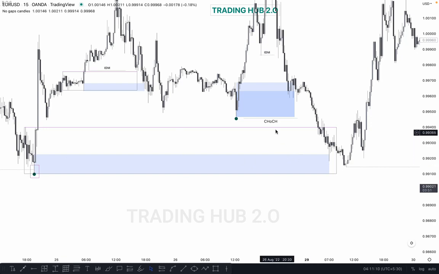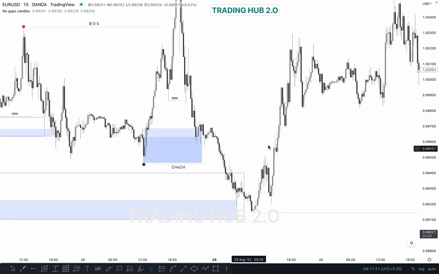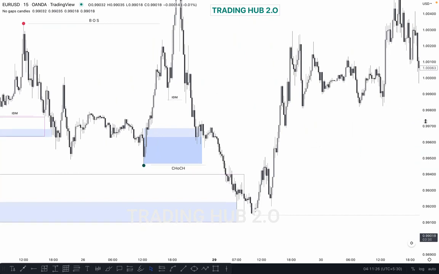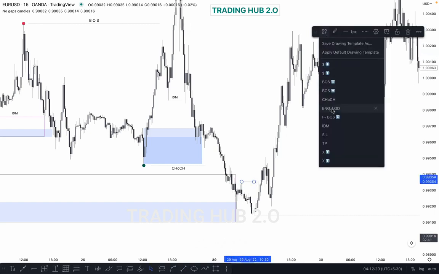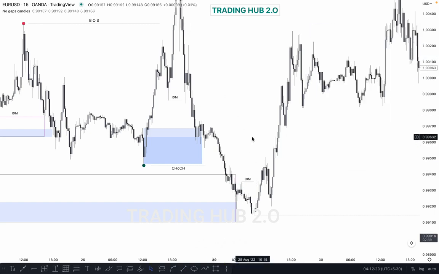Why? Because market structure shifted bullish to bearish, and now we are looking for the sell. So where is our next bearish order flow? In this case, market broke the structure here. First thing, you have to mark your inducement, and second thing, mark your engineering liquidity. So the first one is our inducement, which is here. Why? Because market shifted bullish to bearish, and this one is our inducement.